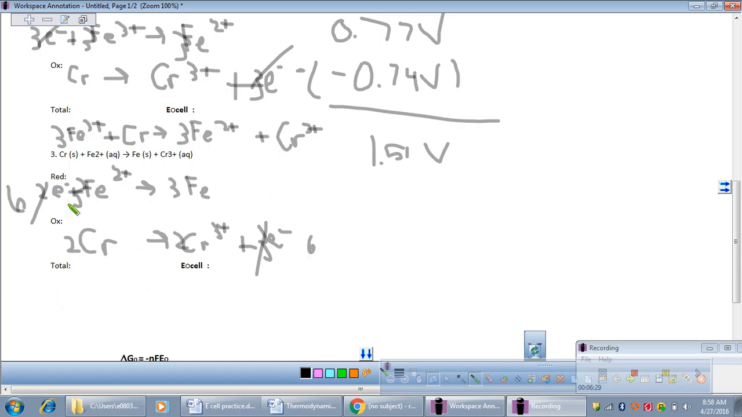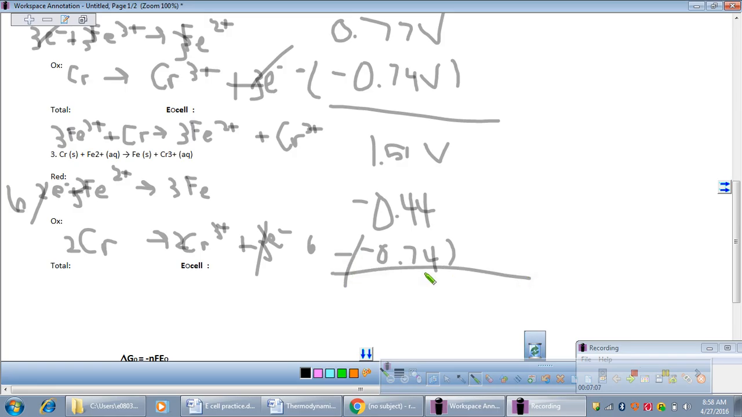We can write our total, our net ionic. I'll let you write that one in. And again, we're going to check our standard reduction potential chart and get that iron going from plus 2 to solid iron has a reduction potential of negative 0.44. And the oxidation, well, it's the same number as the one before, negative 0.74. We do not ever change the sign of the reduction half reaction because we are given the reduction potentials. That's what that chart is. But we still have to change the sign.